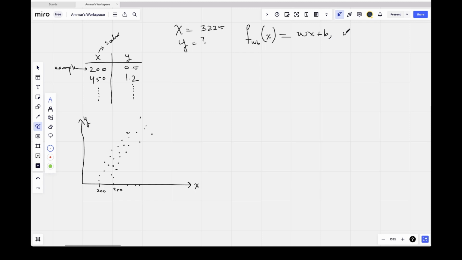where, for the sake of simplicity, w and b are scalars, scalar numbers. They're not vectors, because we're only dealing with one value of x at a time per example. So this should be familiar to you as mx plus b, where m was the slope of the line and b was the y-intercept. Let's just visualize this.